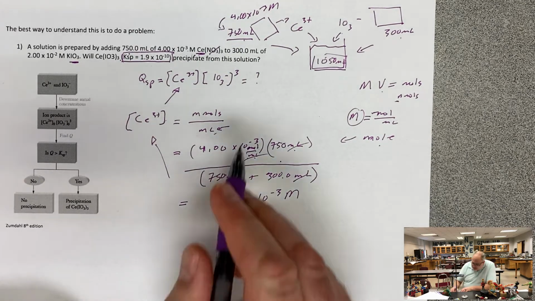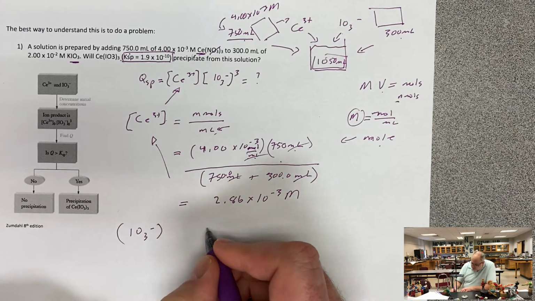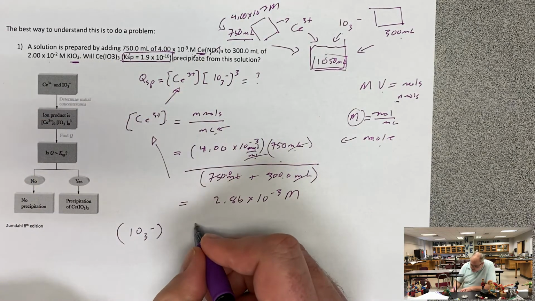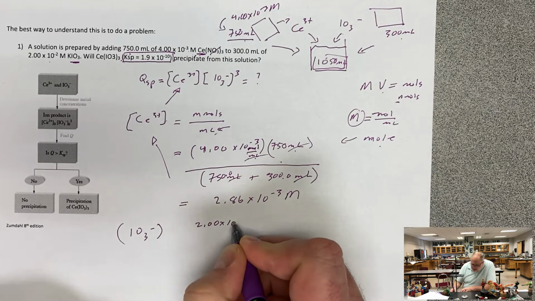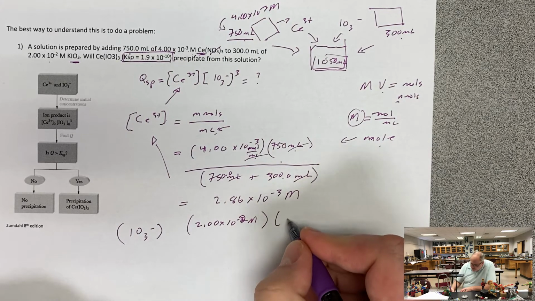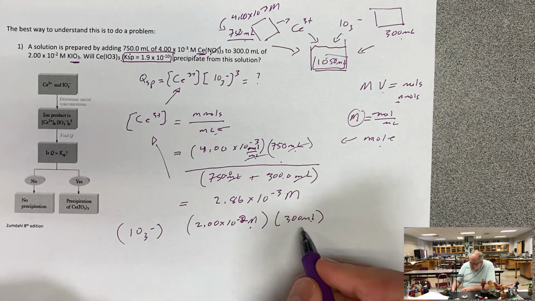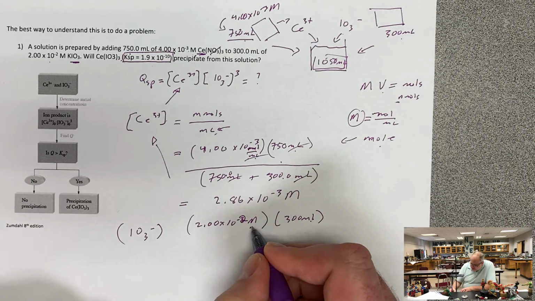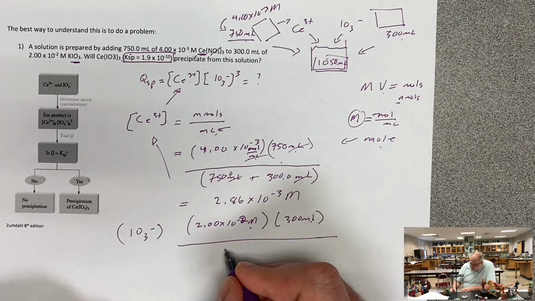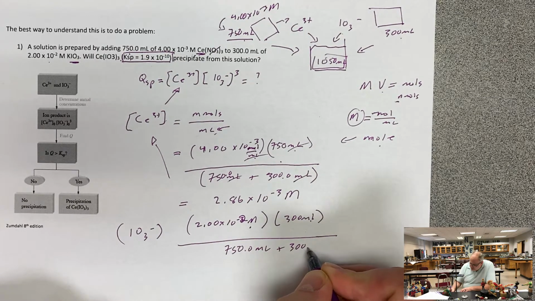When we do the same exact thing for our IO3-, the only difference is that the volume is different, and we also have a different concentration. If you take a look at the concentration here, our molarity is 2.00 times 10 to the negative 2 molar, and our volume is 300 milliliters. Again, if we multiply our molarity by our volume, and we could convert this to millimolar if we wanted to, isn't that still going to be divided by the same number, 750.0 milliliters plus 300 milliliters?